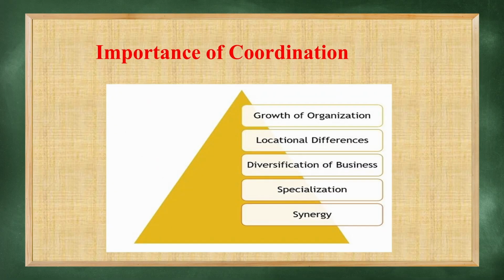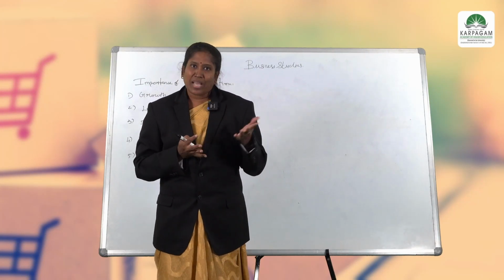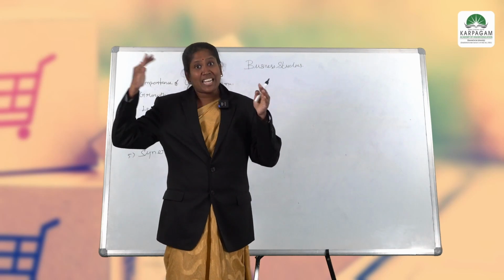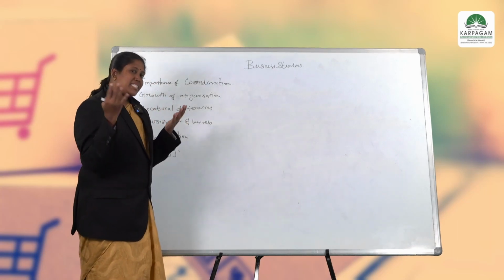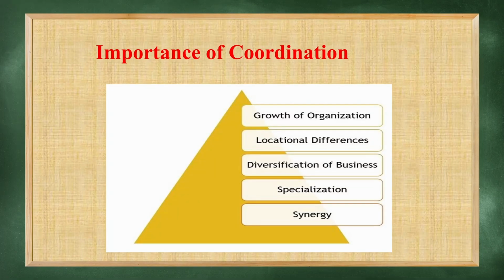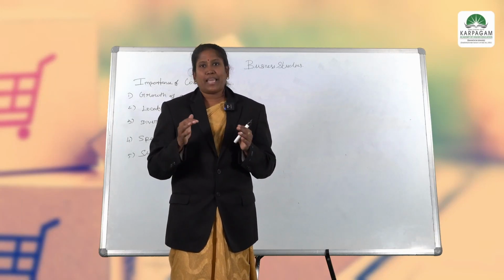Next one is diversification of business. Actually, it's a healthy one. Diversification is nothing but entering into a new market with a new product, startup of new ventures or something. So if the coordination is good in an organization, we can easily move on to the next level, like entering into a new product, new market level, starting up ventures or something. Next one is specialization. Because of coordination, we can easily find talented and experienced people in the organization, and it helps the harmonious relationship in an organization.